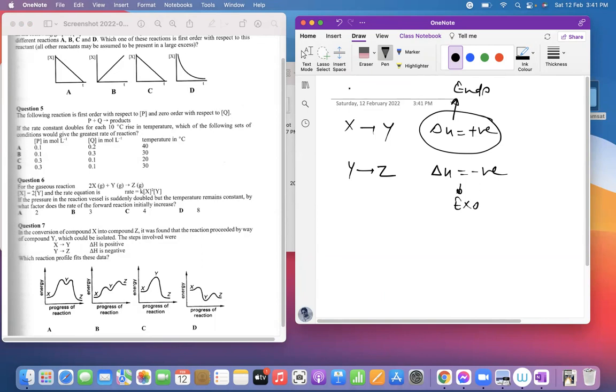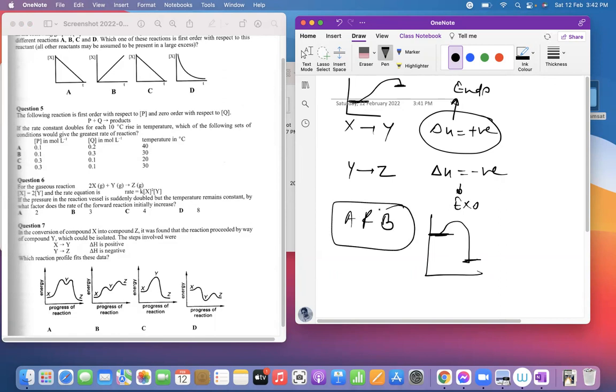And you know that if you have an endothermic graph, then the reactant must be lower and the product should have higher heat, like this. And for exo, the reactant has higher and the product has lower, like this. So if you look at X to Y endo, X to Y endo is fine only in A and B. Can you check? Please tell me. X to Y endo, option A and B.